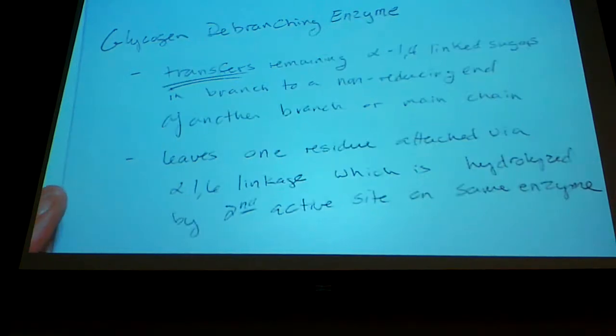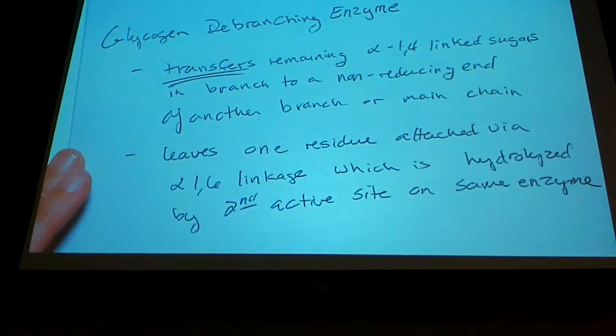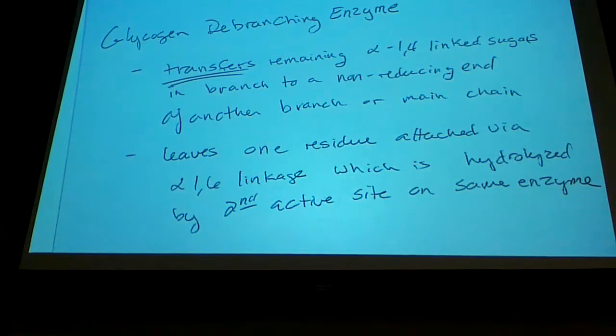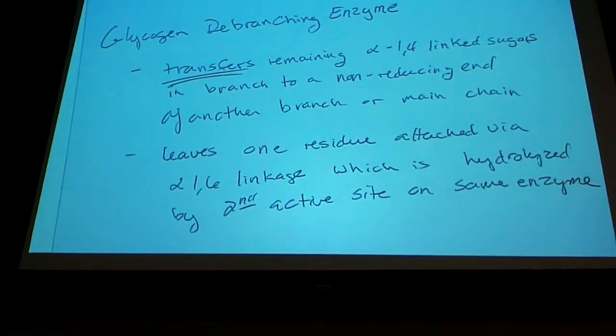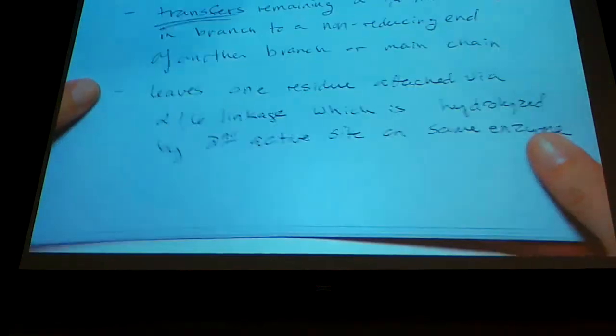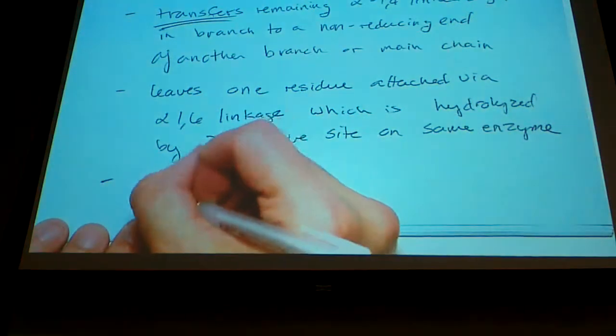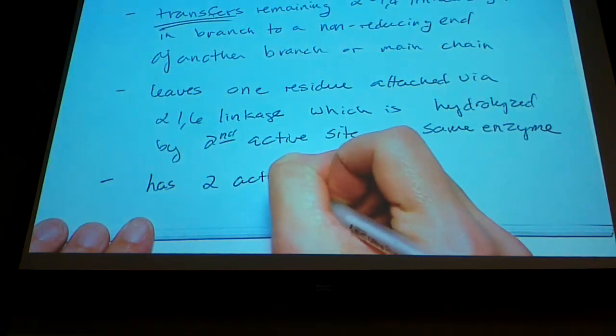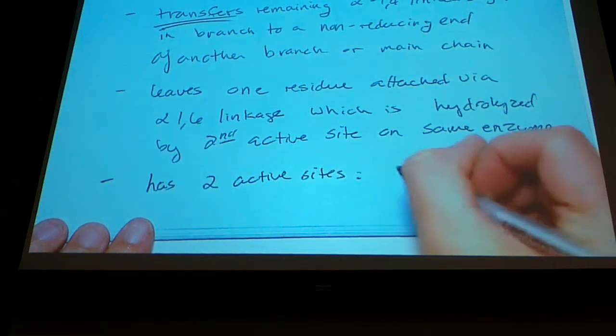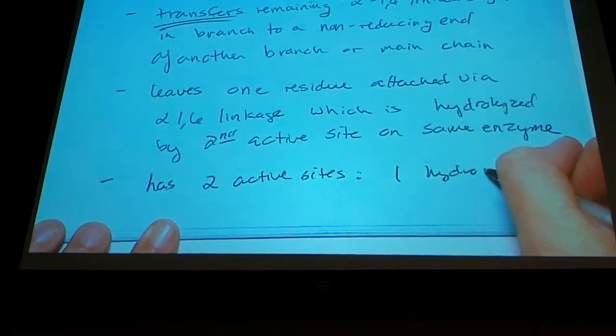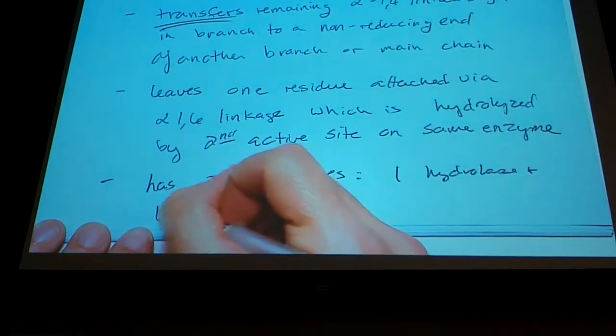Glycogen debranching enzyme is a bifunctional enzyme. It acts as a transferase and it also acts as a hydrolase. And we'll see that in more and more examples where we've got these enzymes that have more than one domain and more than one active site. There are two active sites: one hydrolase and one transferase.